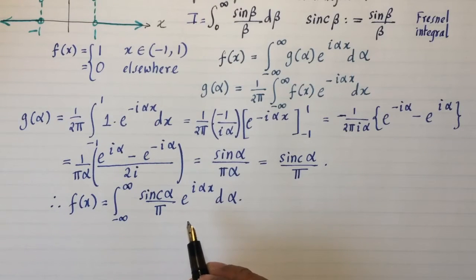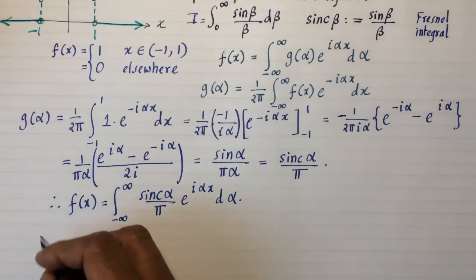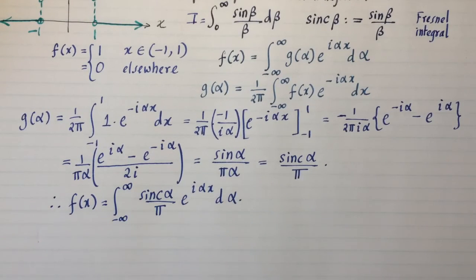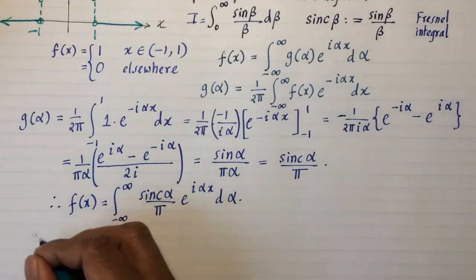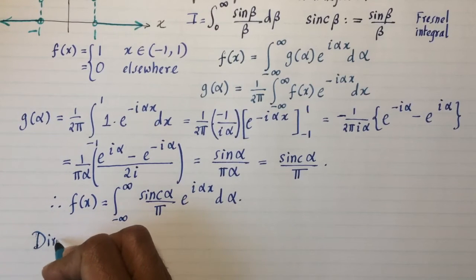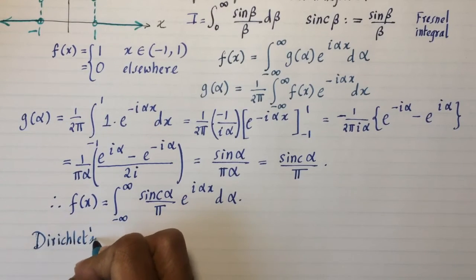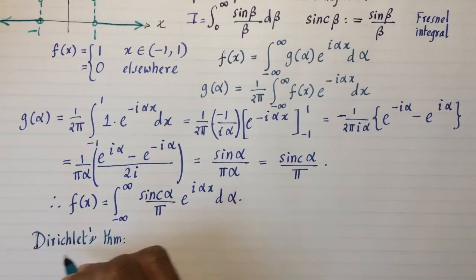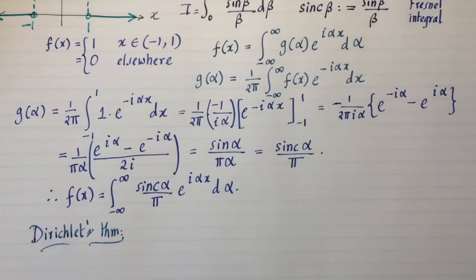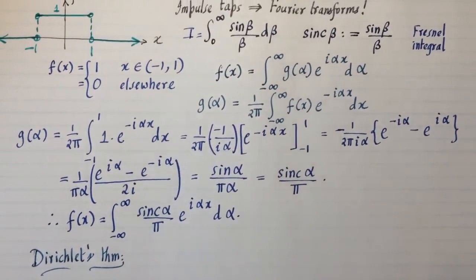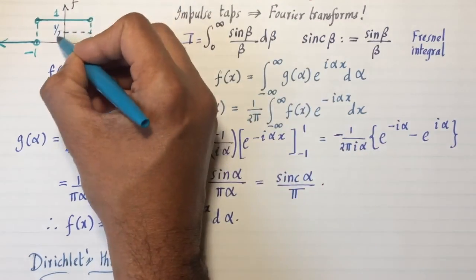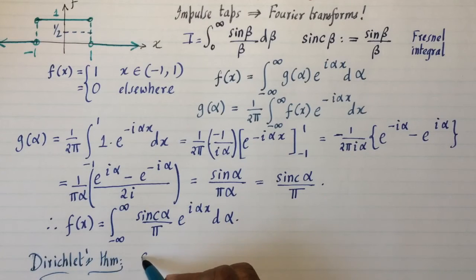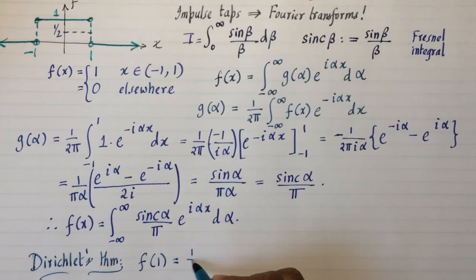Now the way you play this game, by the way, whatever theorems we had for the discrete case are also there for the continuous case. So our good old friend Dirichlet is here also. Dirichlet's theorem says that the Fourier series converges at jump discontinuities to the midpoint value. The midpoint value is, of course, half. So at 1, this is going to be 1/2.